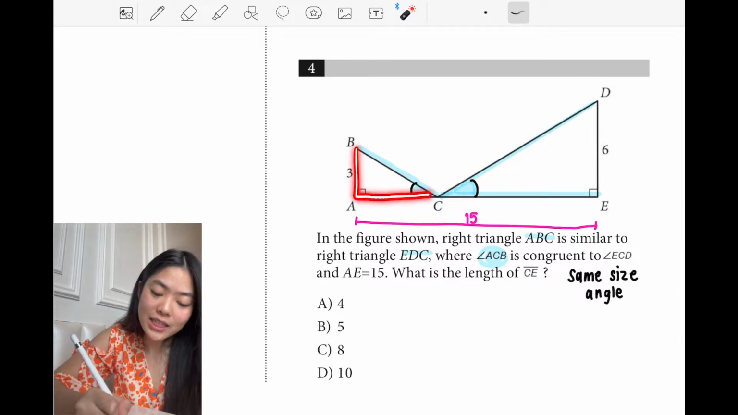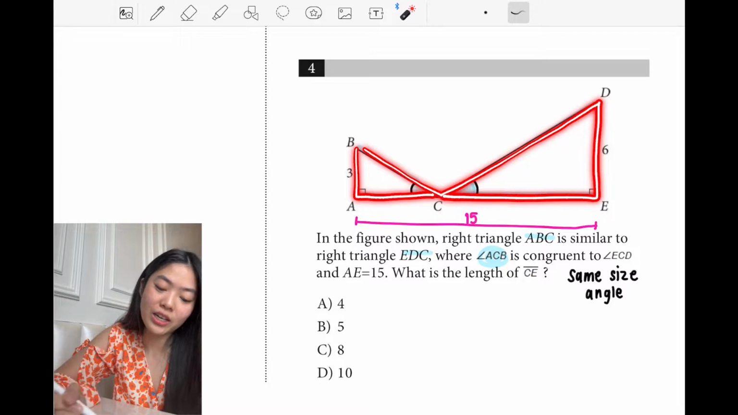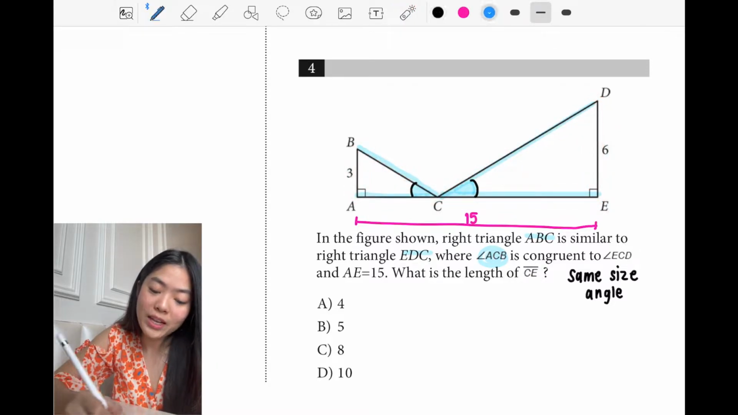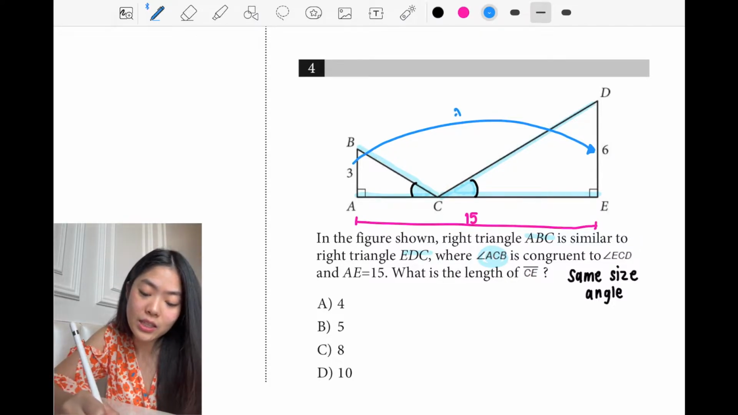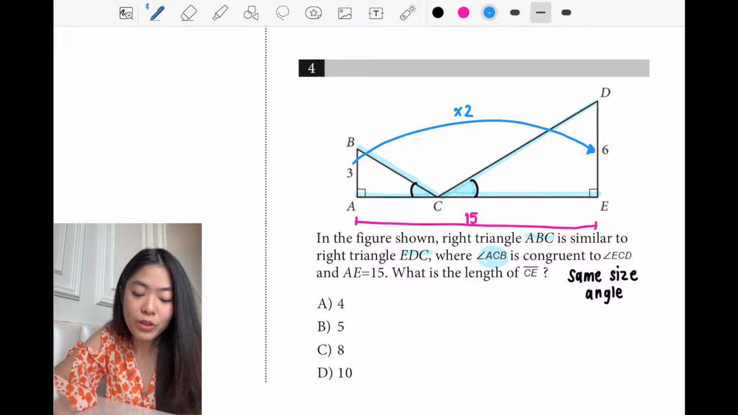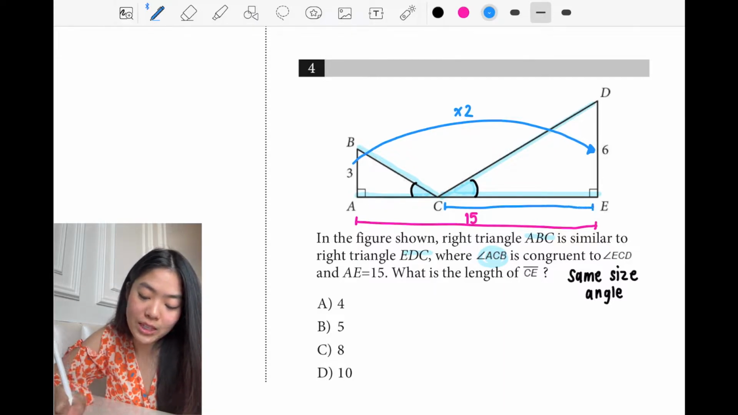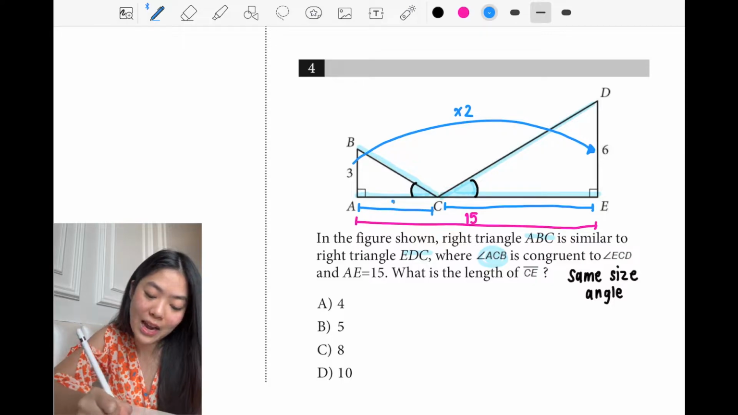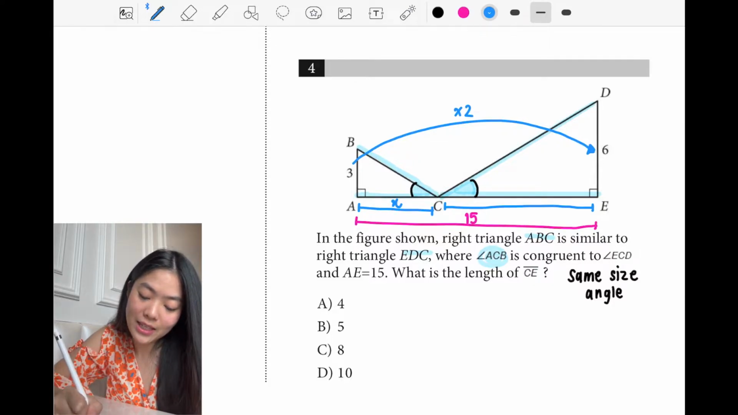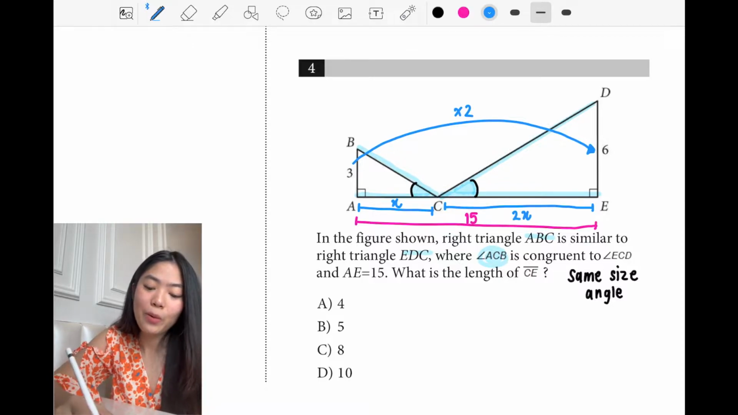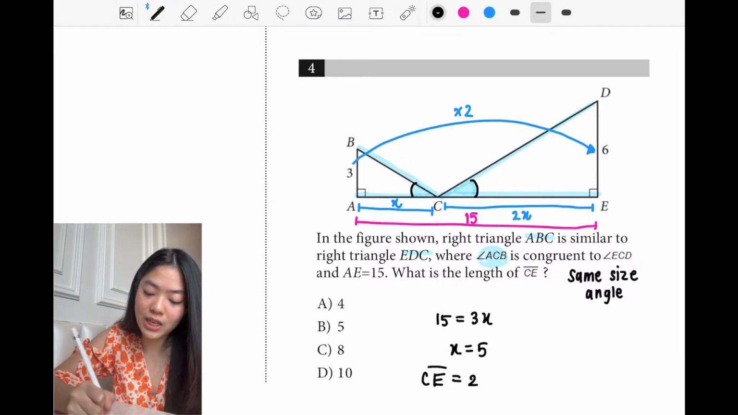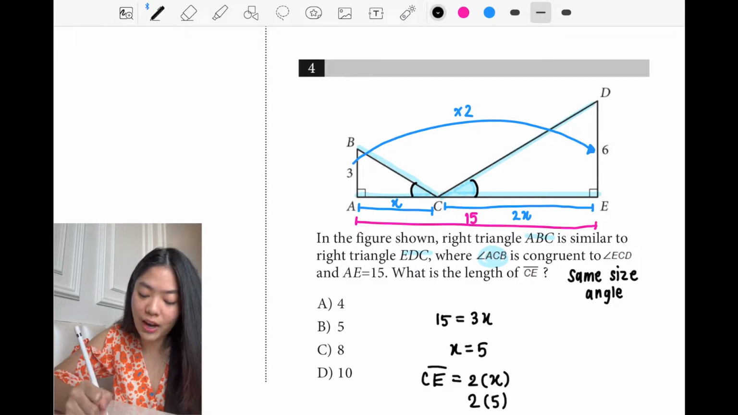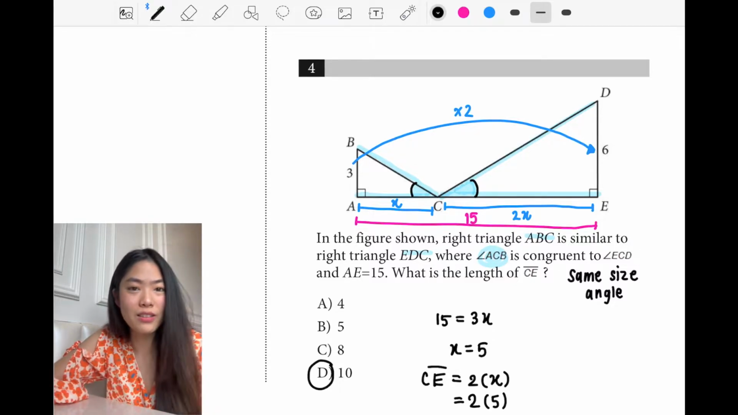So in this case, as it's given that these two triangles are similar to each other, we can find the scale factor here, right? Because the small length becomes the big length by times 2. So as the question is asking for CE here, we can indicate the small length here as x and CE here as 2x. Now we can construct the equation that 15 equal to 3x, then x is 5. And the question wants to find CE, which we indicated as 2x. So 2 times 5 is equal to 10. Therefore, the answer should be D.